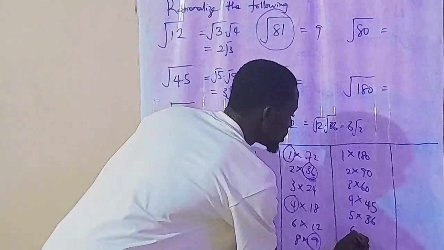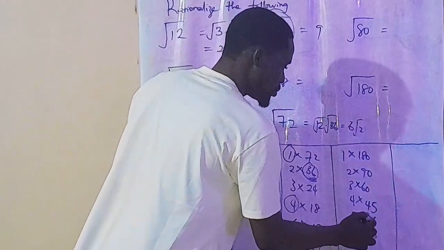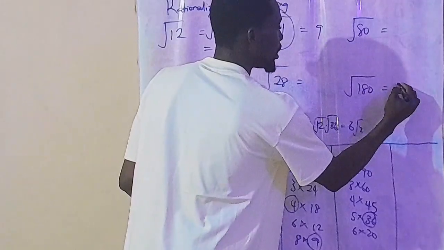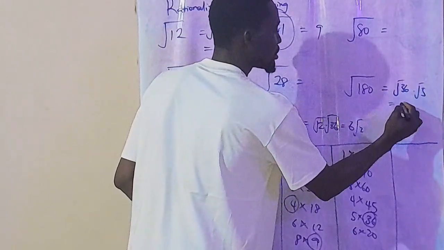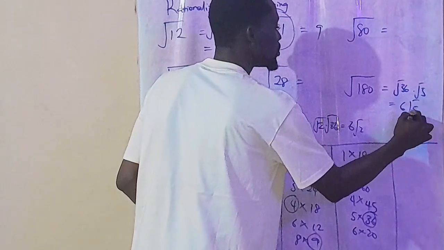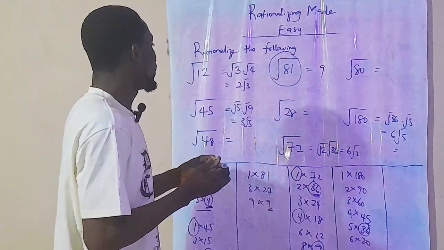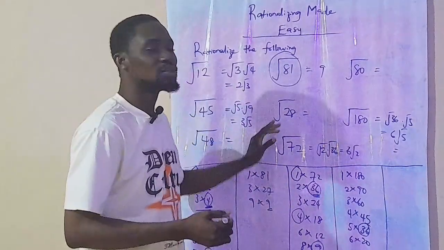Alright. 6 times 30 and the rest of them. So I believe 36 should be my highest perfect square also, which implies that I have root 36 root 5. Automatically my answer becomes 6 root 5. As simple as that. And so whenever you see any question of this form in surds, next time you should know what to do at this point.